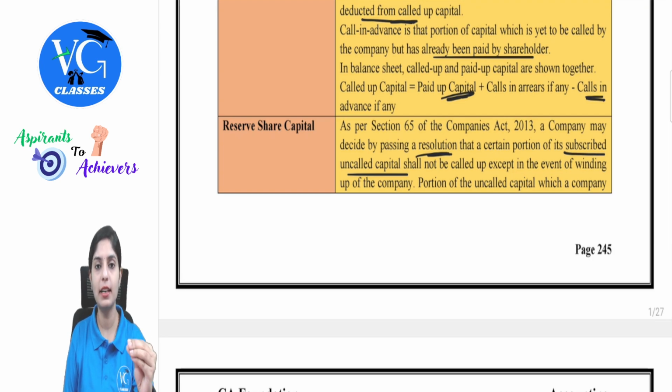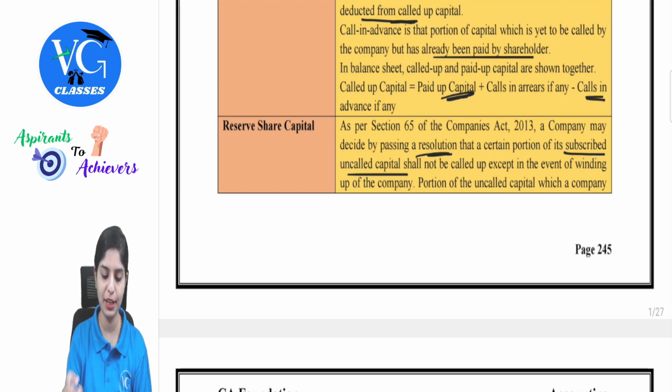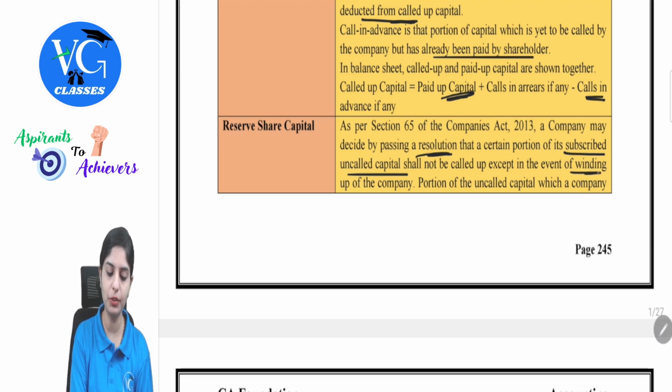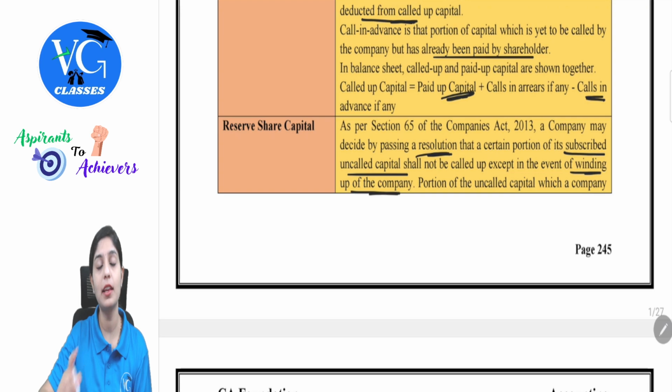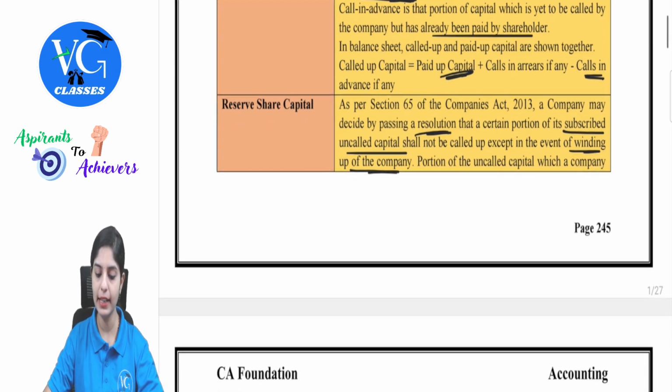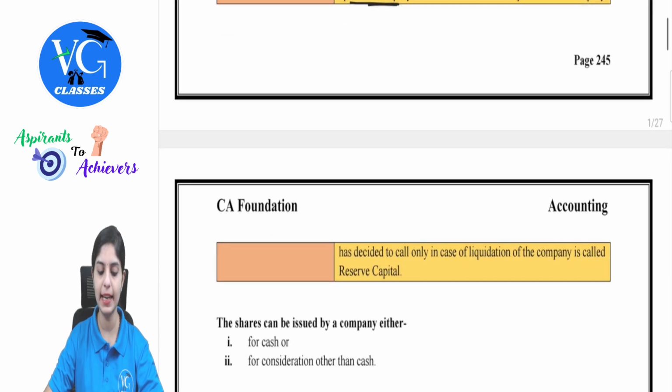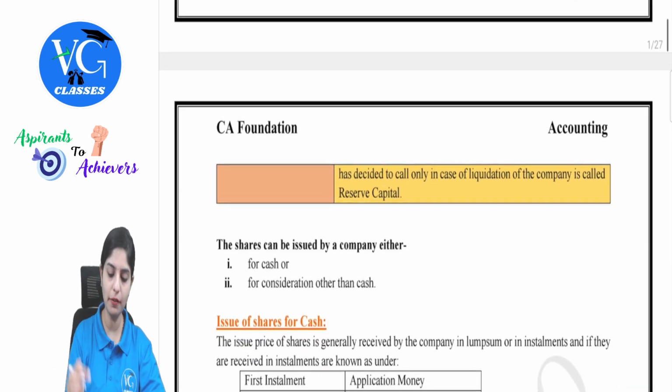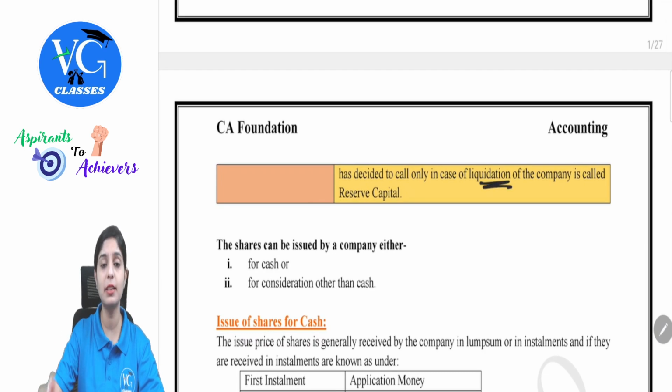Because the company is reserving this for a particular purpose, it shall not be called up except in the event of winding up of the company. So this is nothing but reserve share capital, which will be called by the company only at the time of winding up. It is the portion of the uncalled capital which a company has decided to call only in case of liquidation, that is, the situation when the company is getting closed down. It's called reserve capital.